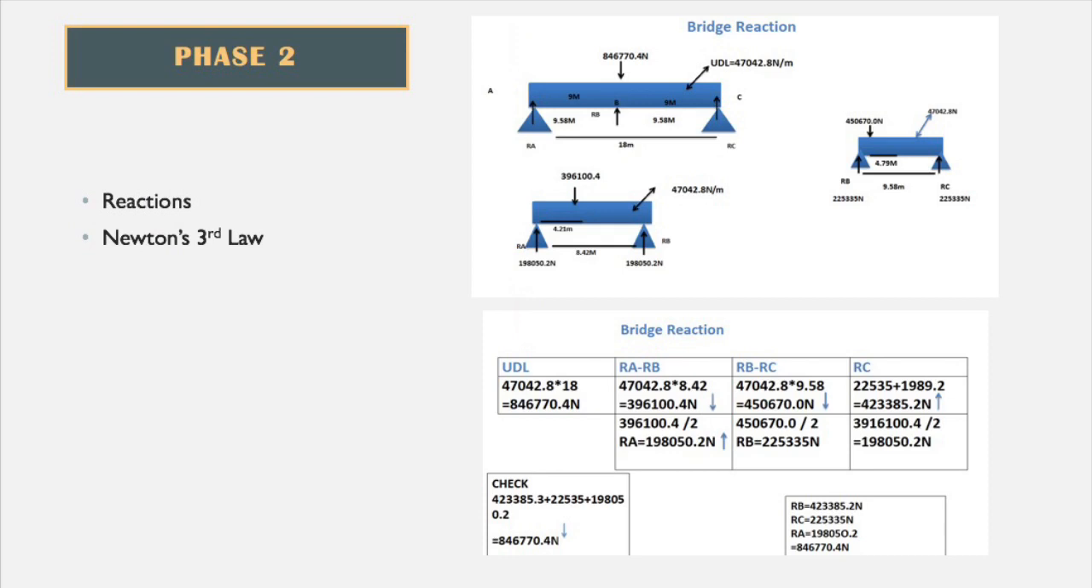We then did the same from RB to RC. From these supports, we got 225,335 newtons. To find support B's reactions, we added both values together, which gave us 423,385.2 newtons. Being as RB is the center support of the bridge, it would support the bridge the most. To check our answer, we added all support reactions together, giving us an equal reaction to all forces going down.